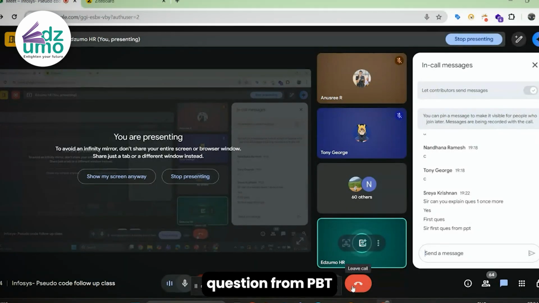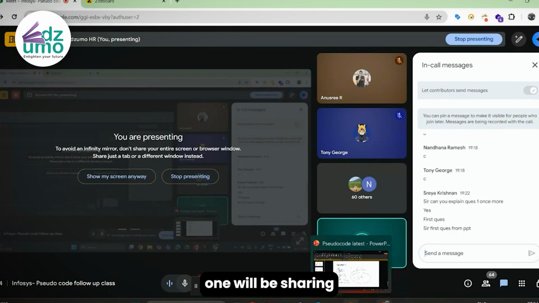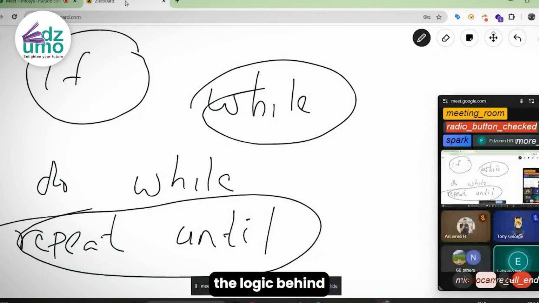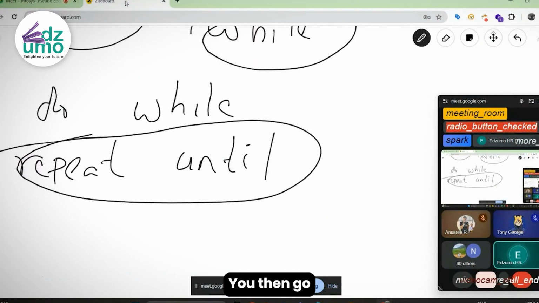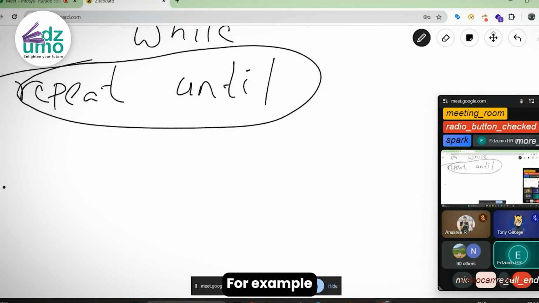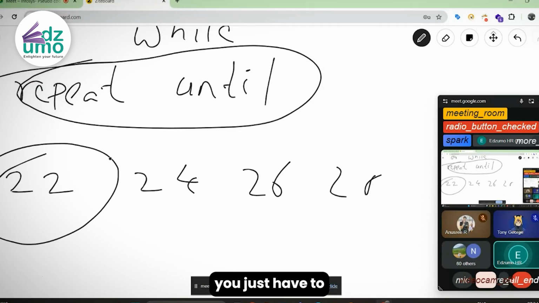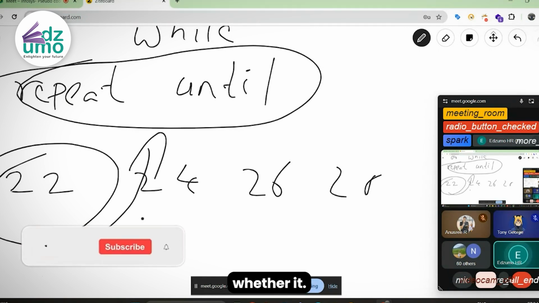So first question from PPT was number conversion. I'll be sharing you the PPT after this class. So just be very cool and composed while attending the pseudocode questions. You can also go for elimination approach. What is elimination approach? Suppose you don't know the logic behind a question, you then go the reverse way. For example, 22, 24, 26, 28. You just have to go back from answer to the question and find out whether it fits.